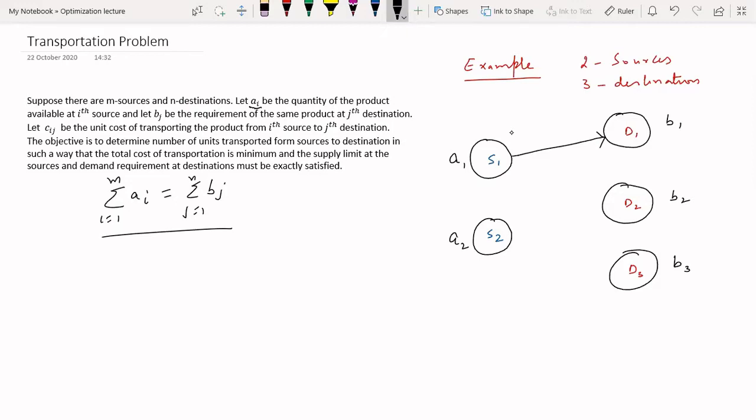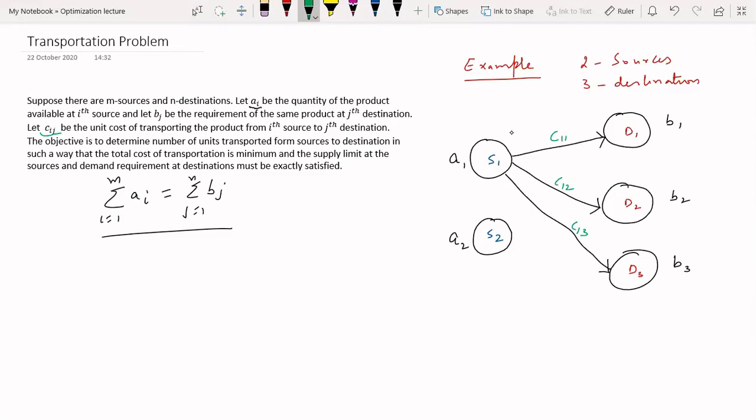So we can see that from source 1 to destination 1, we can transport. Similarly, from source 1 to destination 2, there is a possibility of transportation, and from here to here, there is a possibility of transportation. And the cost of transportation from source 1 to destination 1 is C11, because I have written that Cij is the cost of transportation from the ith source to the jth destination. So from the first source to the first destination, the cost is C11. Similarly, C12, C13. Now the question is how much I am transporting from each source to each destination, so that my overall cost of transportation is minimum.